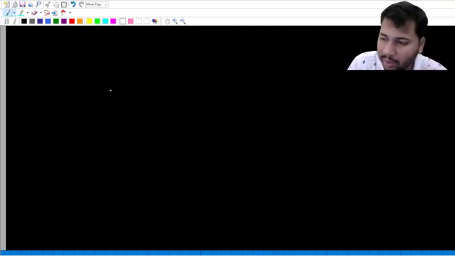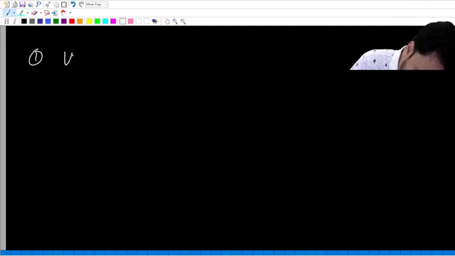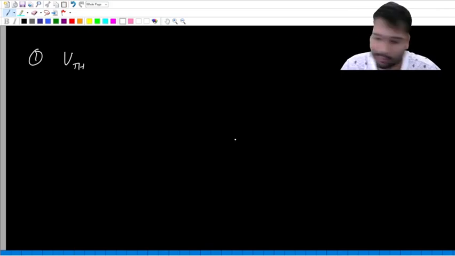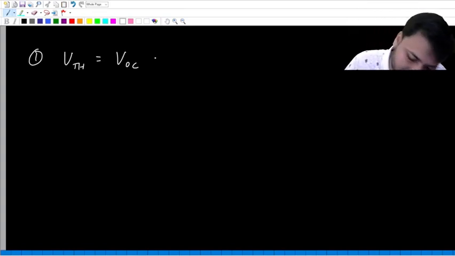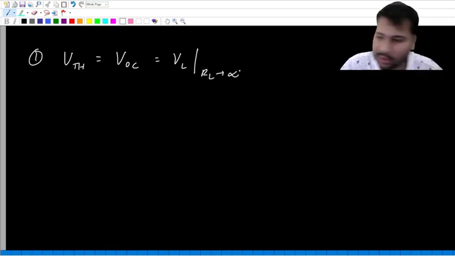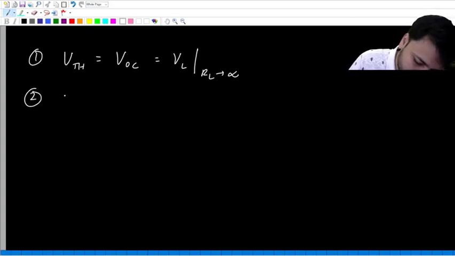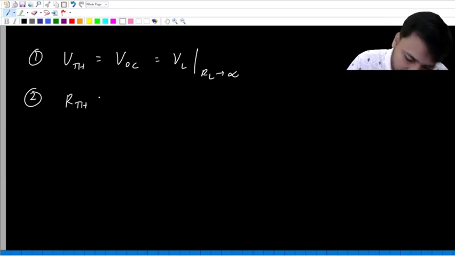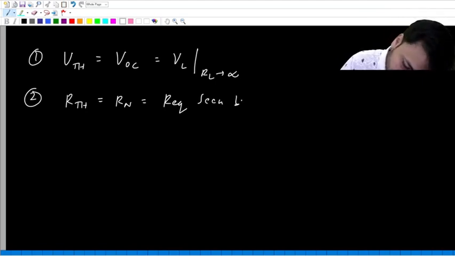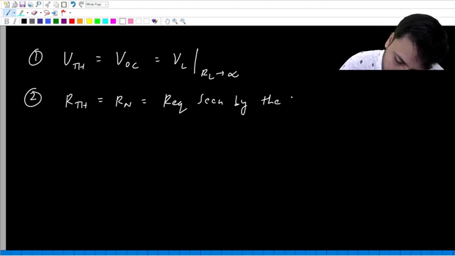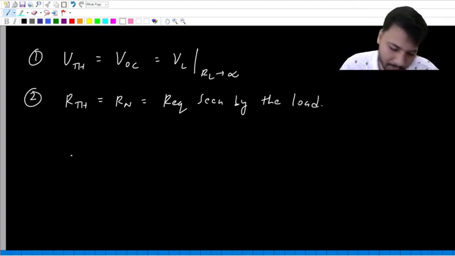So we have three quantities. Number one is VTH, the Thevenin voltage, which is the same as the open circuit voltage across the load, which is the same as the load voltage when the load resistance tends to infinity. And then we have the Thevenin resistance, which is the same as the Norton resistance, and it is equal to R equivalent, the equivalent resistance seen by the load.